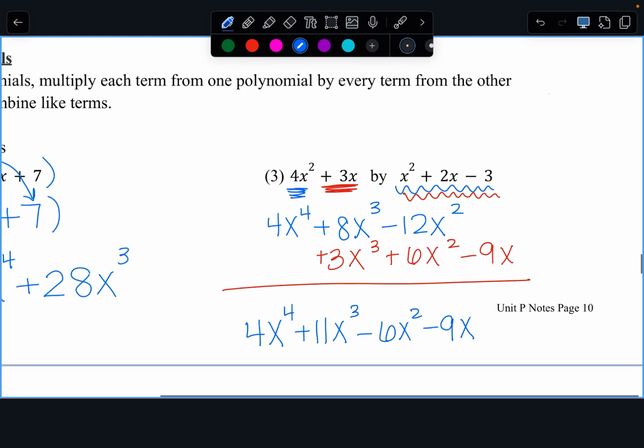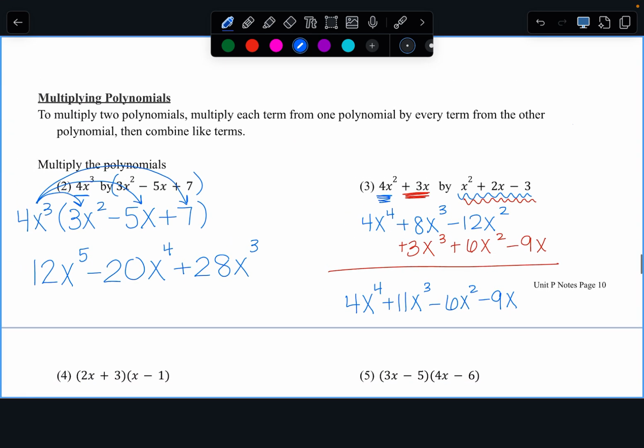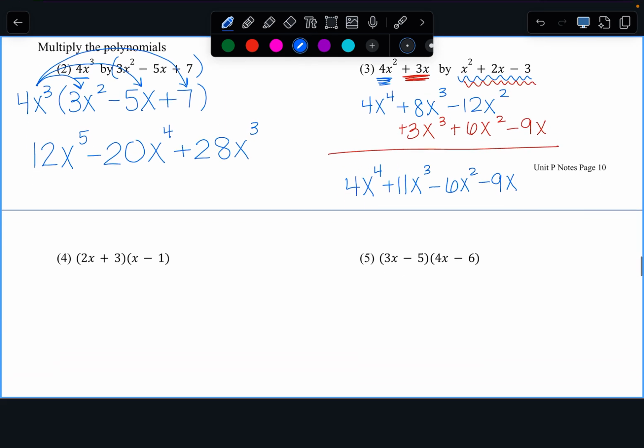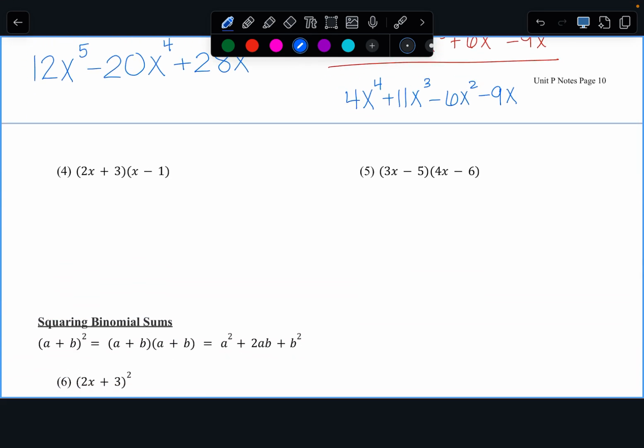Which way do you prefer? That second one. Second one? Anybody prefer the first? Totally fine. And this is why I give you some options. End result is the same, it's just the process might take a little longer to get through. Still doing okay? Okay. Next page, number 4.